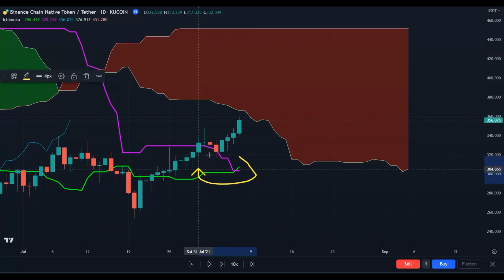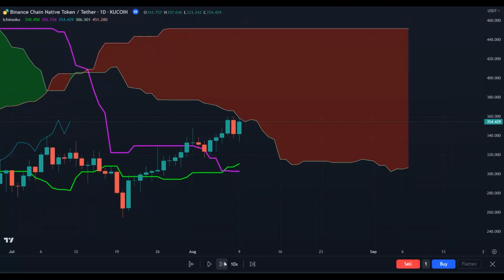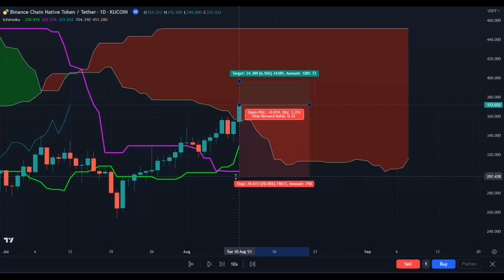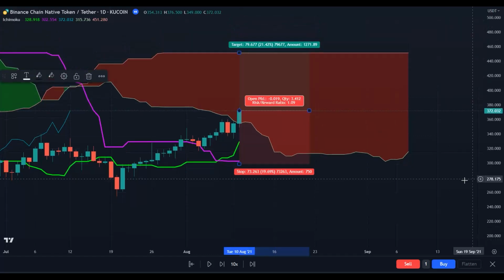Here we have a bullish cross between Tenkan-sen and Kijun-sen, as you can see. Tenkan-sen broke the Kijun-sen to the upside. I need the candle to close inside the cloud. This is actually my long position. I'm going to open a long position. Your stop loss will be below the flat Kijun-sen. Your target will be at the top of the cloud.